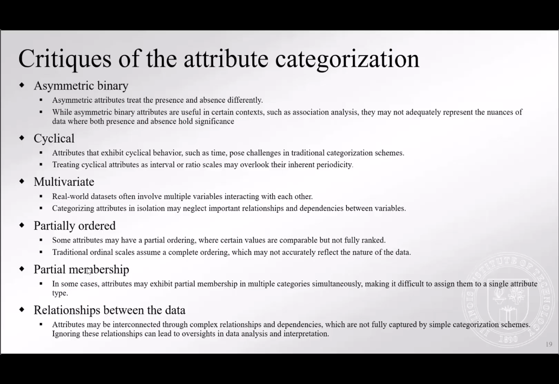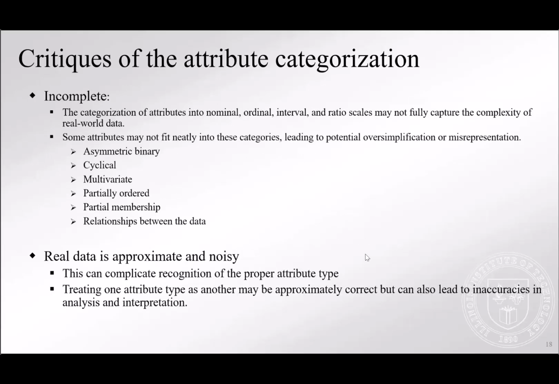Partial membership, where something can belong to multiple categories to different degrees, like fuzzy logic. And we do have the relationships between the data. Attributes don't exist in isolation, they interact. And second, and perhaps more critically, real data is approximate and noisy. In theory, we can classify attributes perfectly. In practice, measurements have error, data is missing, values are rounded or approximated, there's uncertainty and imprecision, right? And this noise can complicate the recognition of the proper attribute type.